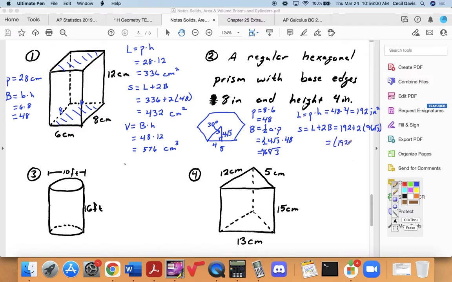Is 192 plus 192 square roots of 3 square inches. And then the volume is area of the base times the height. So that's going to be 96 square roots of 3 times 4, which is 384 square roots of 3. And that'll be cubic inches.